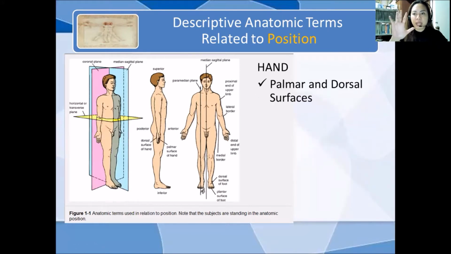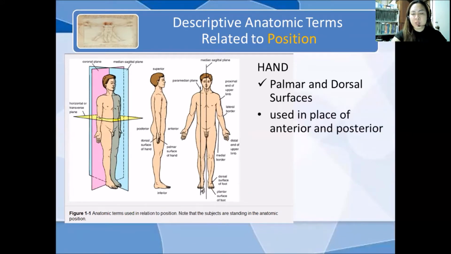When we're talking about the hand, kamay, we have the palmar and the dorsal surface. This is used in place of anterior and posterior. So pag kamay, we don't designate them as anterior, posterior.